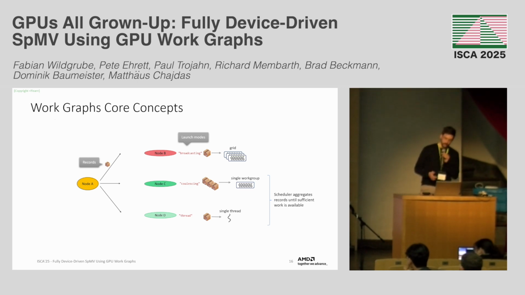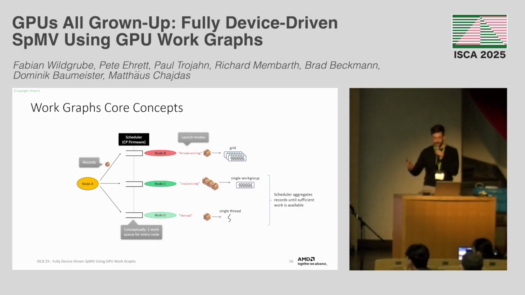That will be horrible. So the way this is done is, at least conceptually, every node has a queue that's managed by the system, and the system here is that small RISC-V core, the CP, and the special firmware that does take care of all the Workgraph scheduling.